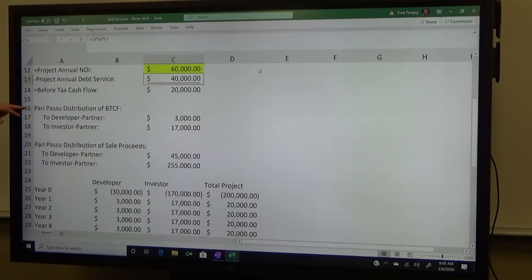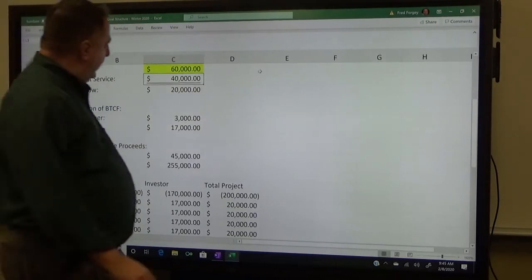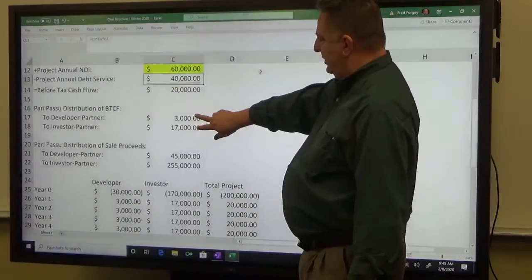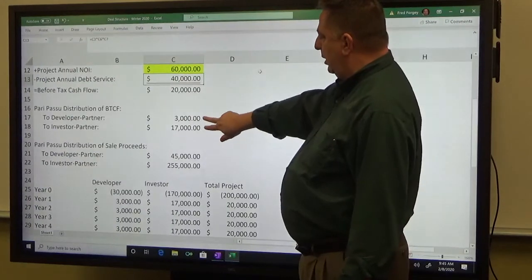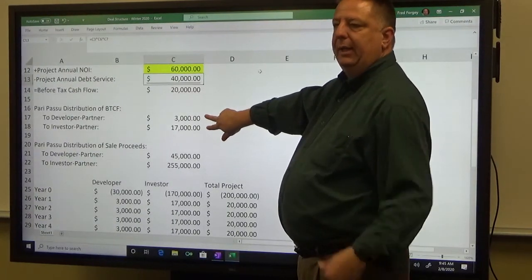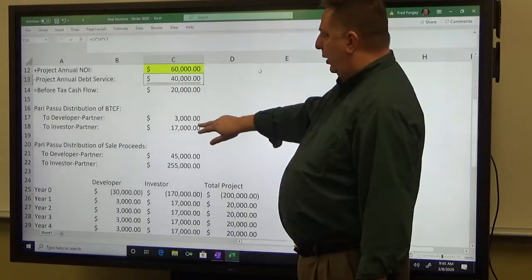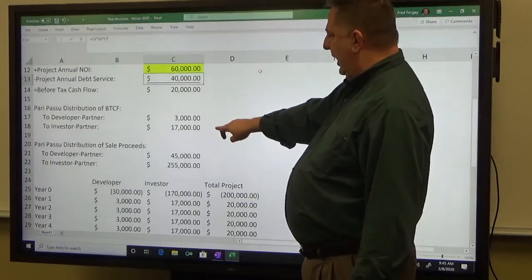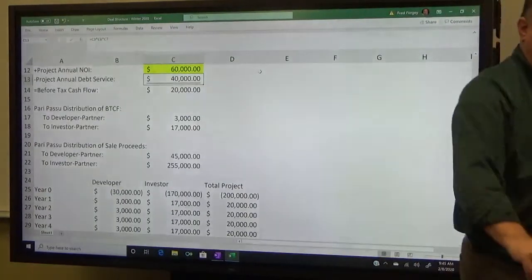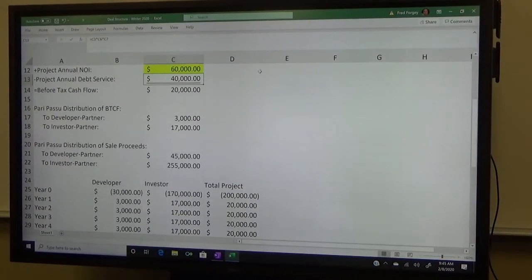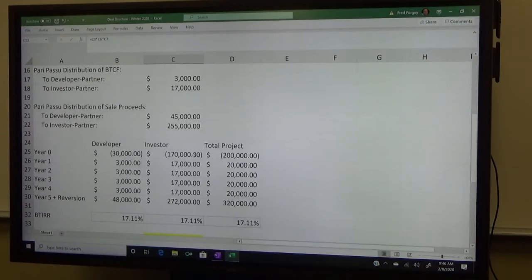All right. Now, in this case, the 3,000 and the 17,000, if you add those two up, that's the 20,000. But it also represents their proportionate amount they put in terms of the equity. 15%, 85%. Okay, is everybody with me on that? Once again, you might want to write that down on your paper because you're going to probably have to do this by hand. All right, so that's where those are coming from. Okay, sale proceeds, pari passu.